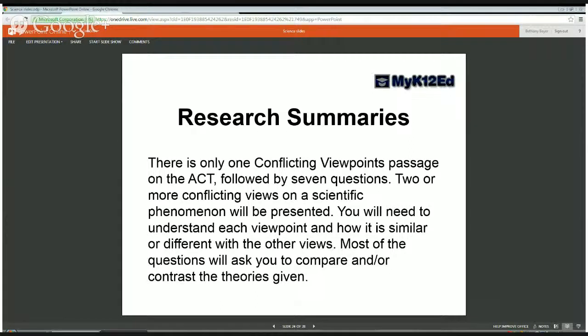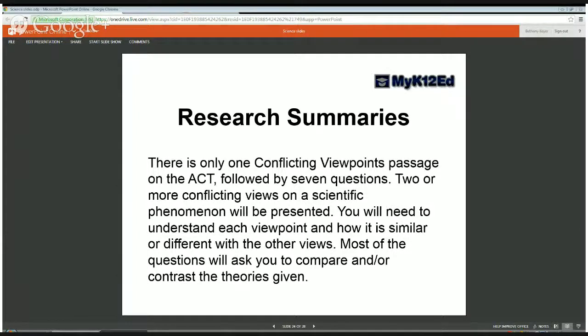Some of the examples I gave you last time were like what caused the dinosaurs to become extinct, or what caused the continents to take the shapes that they have, that sort of thing. And it's going to be something that really isn't a mystery anymore, but it could have 2 different scientific views on something. You will need to understand each viewpoint and how it is similar or different with the other views.